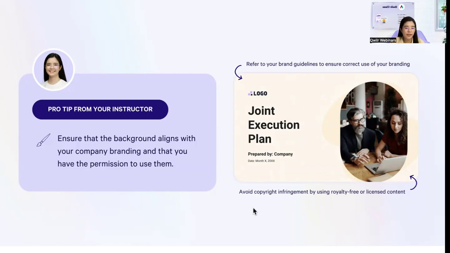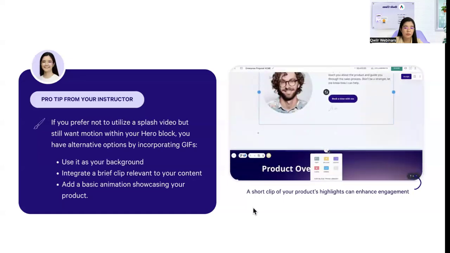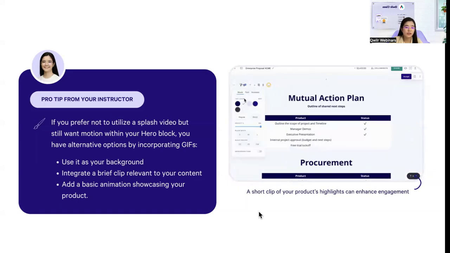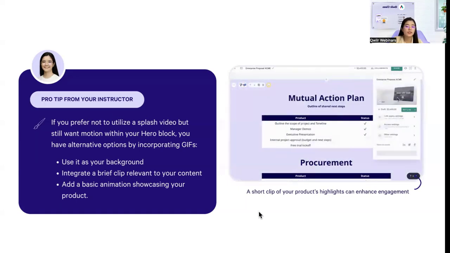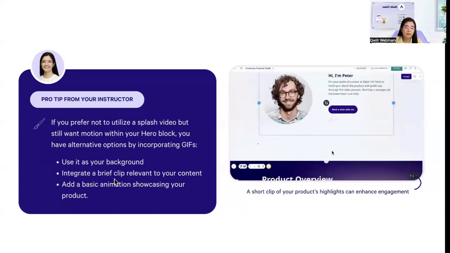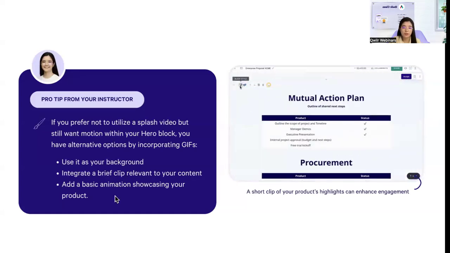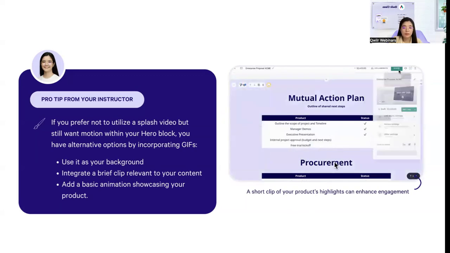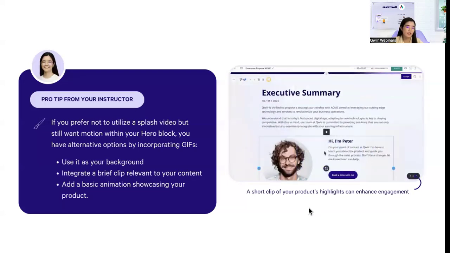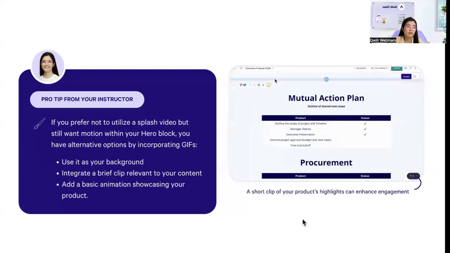Okay, next, tip number 2. So if you don't want to use your splash video option but still want motion within your page, you can have the alternative option of using a GIF. So you can use it as a background, or you can also add it as a brief clip relevant to your content, or add it as a basic animation showcasing your product. So this is a short clip that is a sample of our product highlight, which enhances engagement. So this falls under letter A, artistry, of our acronym.